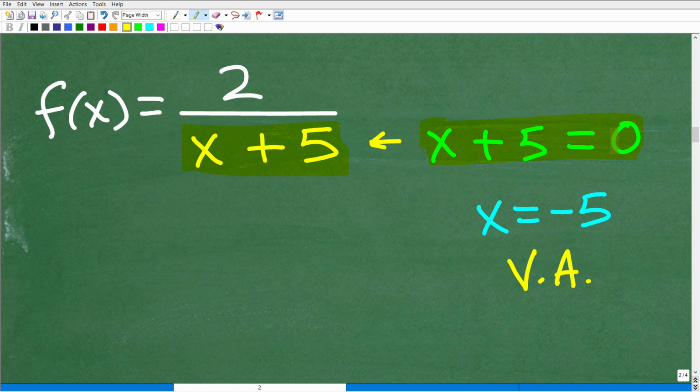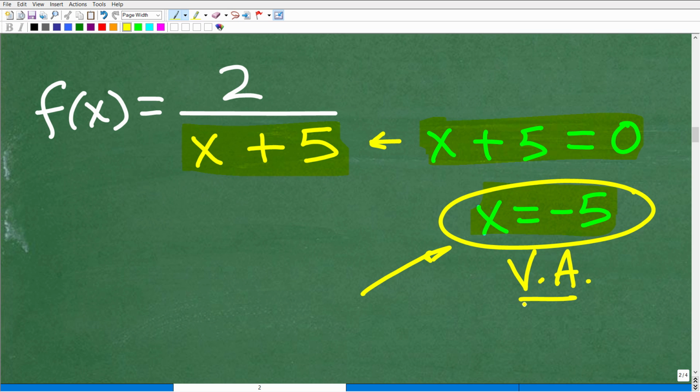And here we have x plus 5 is equal to 0. To solve that for x, very simple. Simply subtract 5 from both sides of the equation, and we get x is equal to negative 5. This is our one and only vertical asymptote, okay?